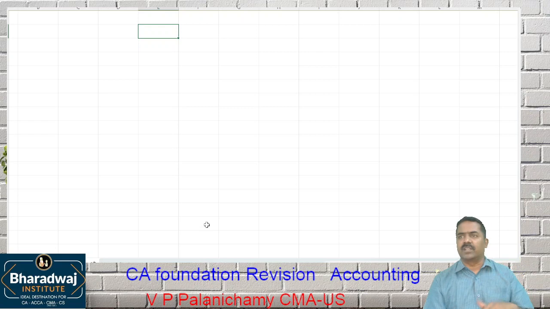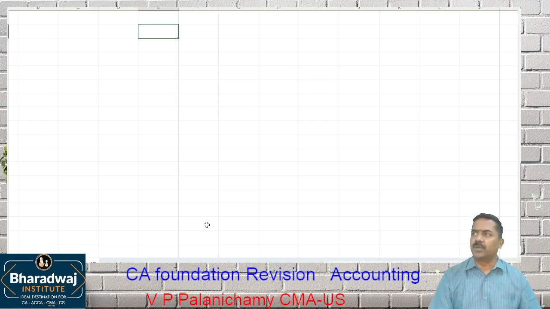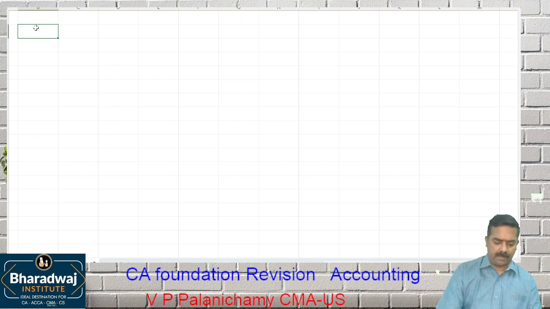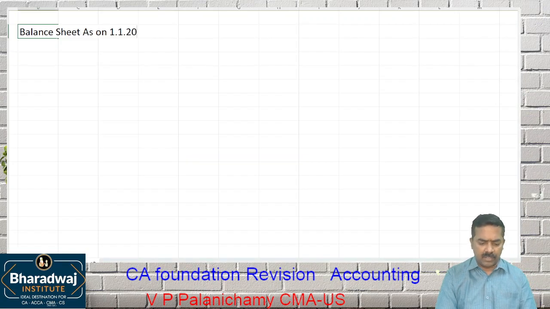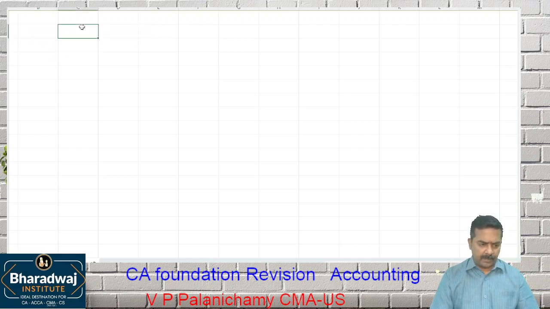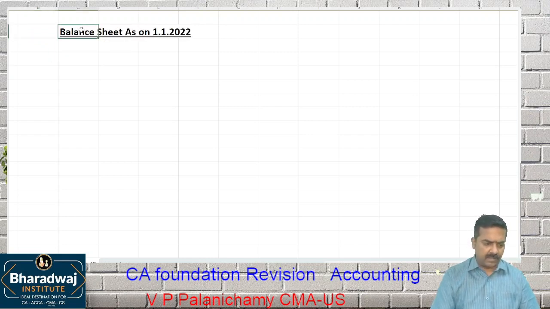Then let us do some workings. Go for income and expenditure account and what? Closing balance sheet. Start. Let us do it together. Balance sheet as on, what is the beginning of the year? 1/1/2022. Why this is prepared? To find the capital fund. Tell me the liabilities and assets on this date.